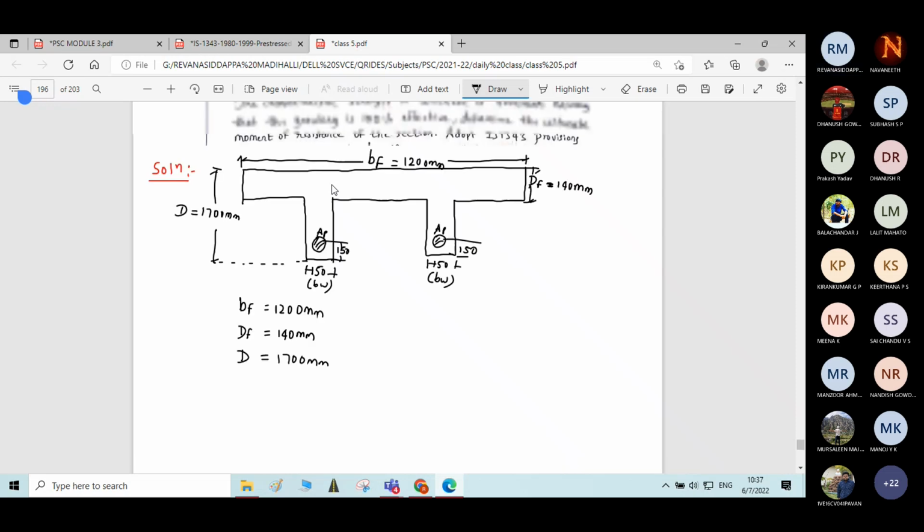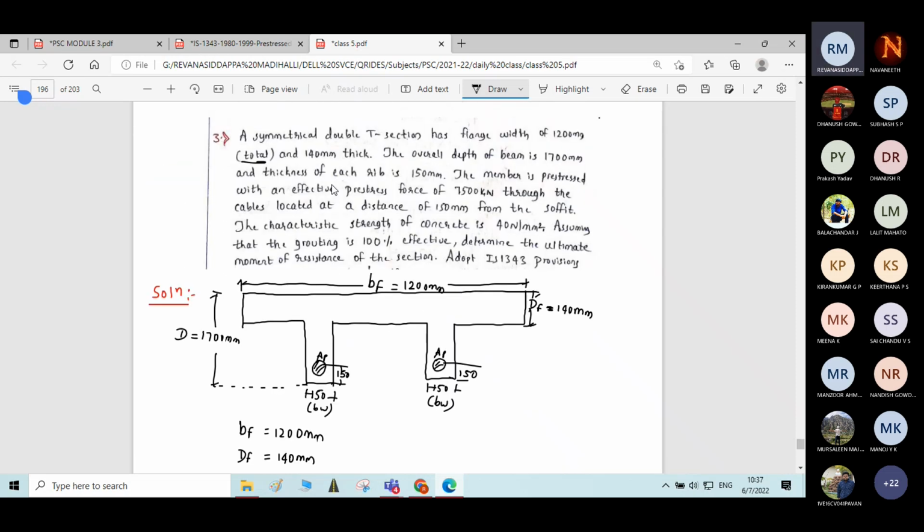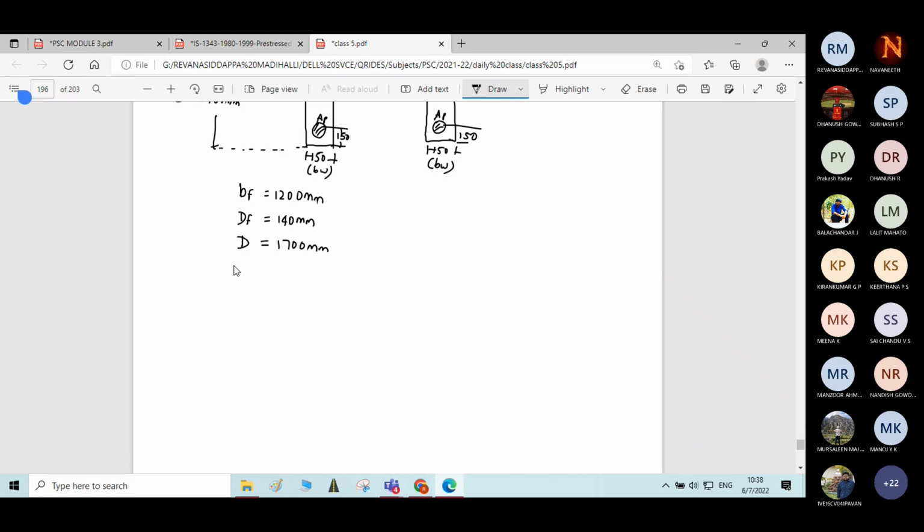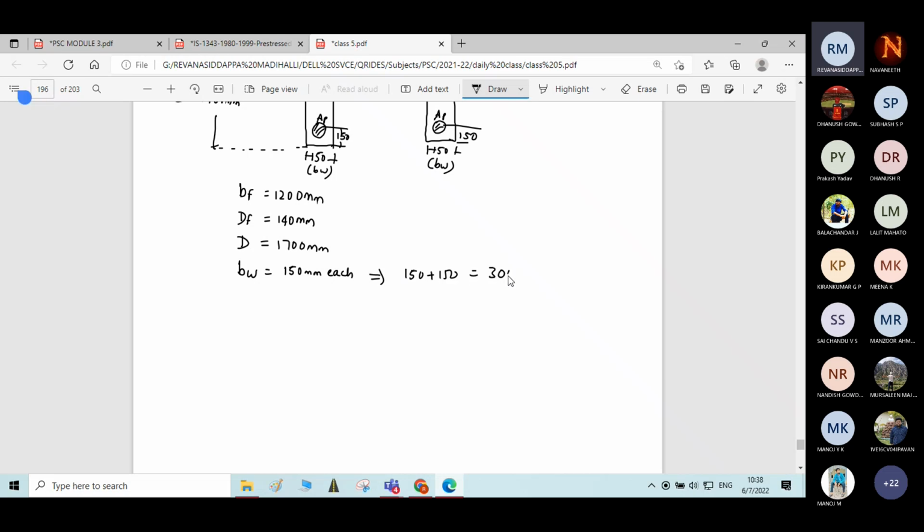1700 mm. Then thickness of rib BW is equal to 150 mm each. There are two ribs, so 150 mm each. While doing the calculation, you need to substitute the total width of the web portion. Total width of the web portion is 150 plus 150, nothing but 300 mm. You need to substitute BW, width of web.